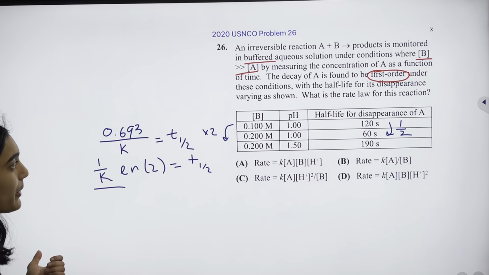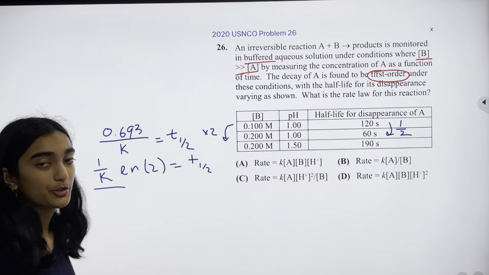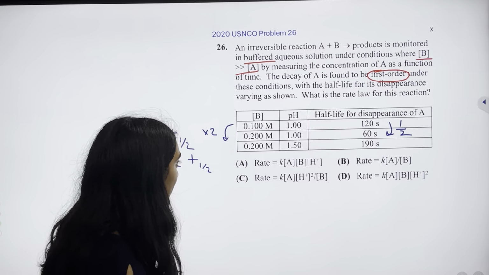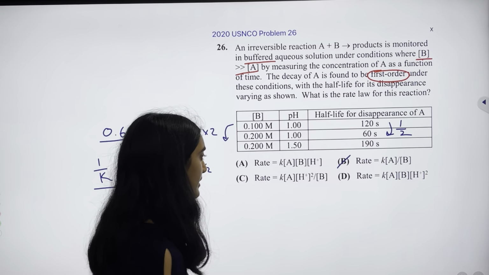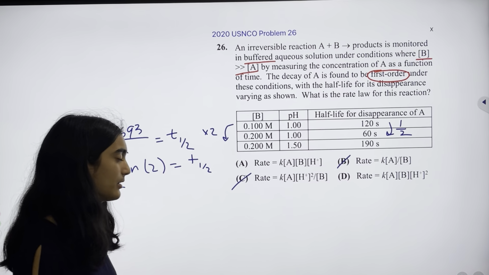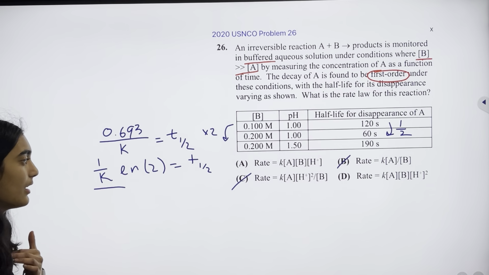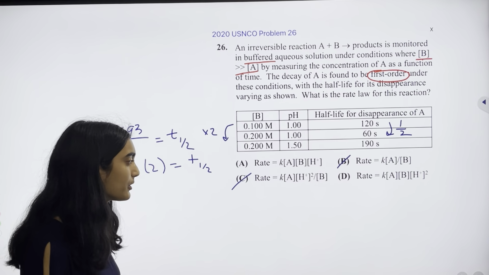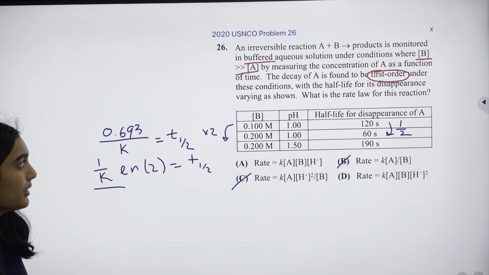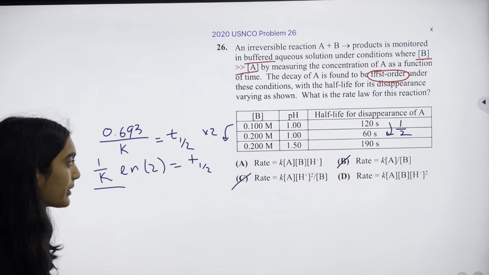So B is also first order, and so we can eliminate B and C because here it's showing B as a -1 order. Okay, so what's going on with the H+?